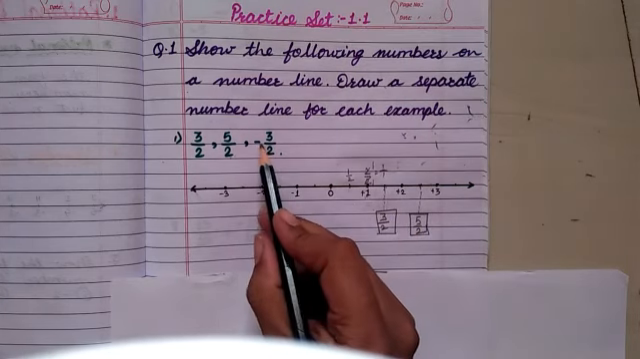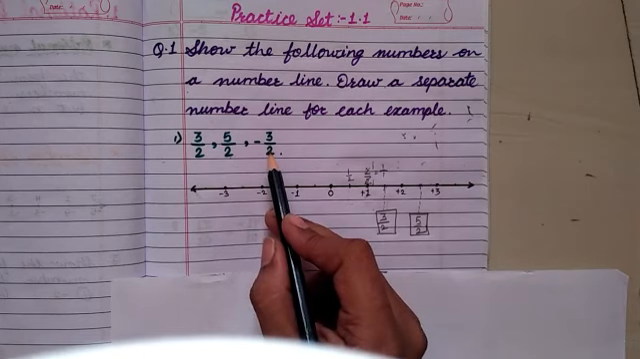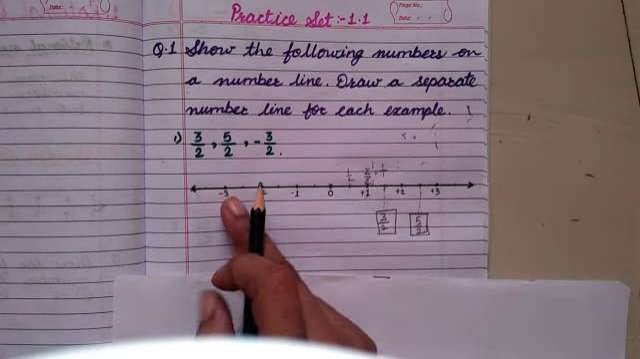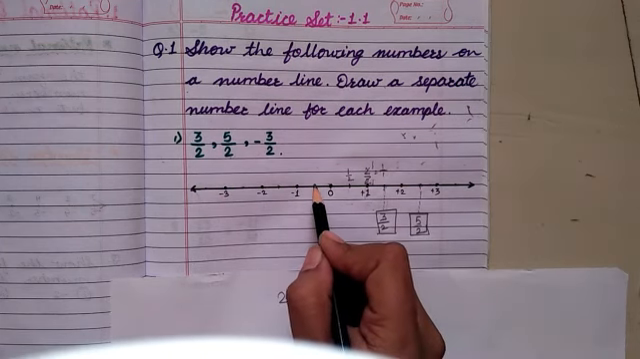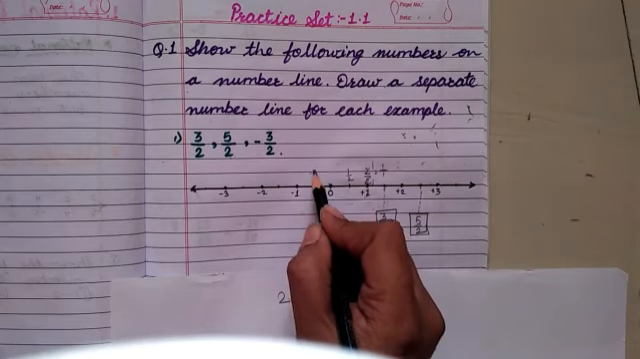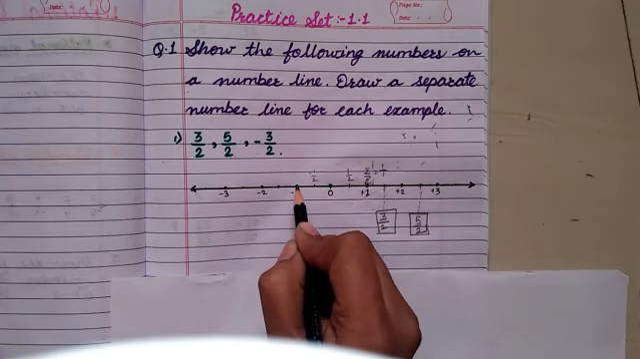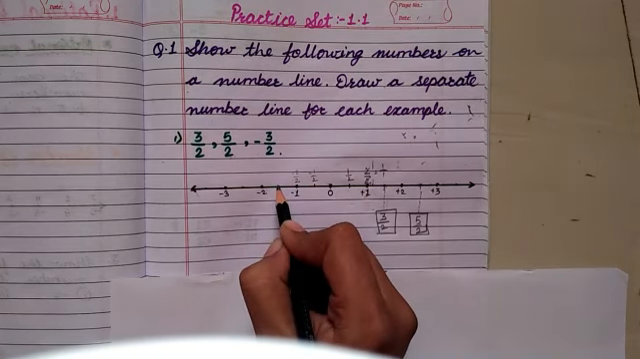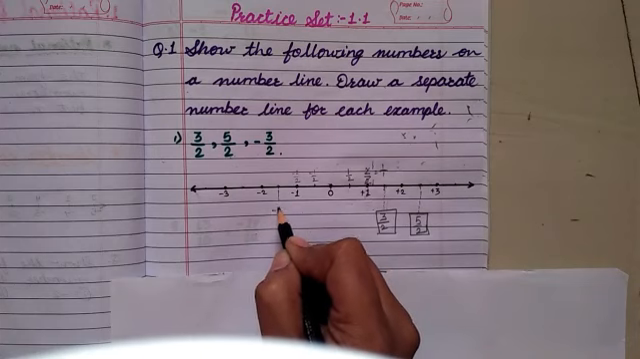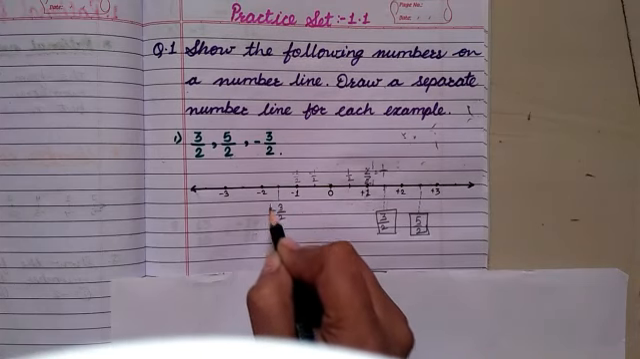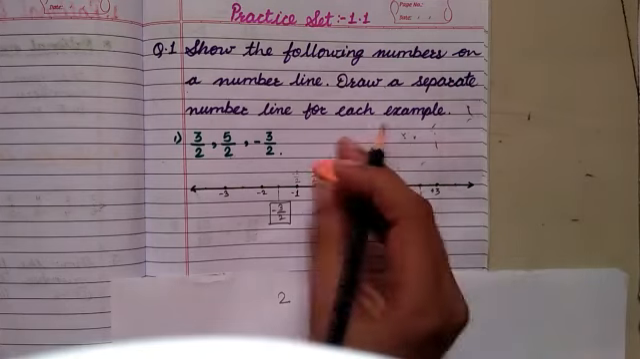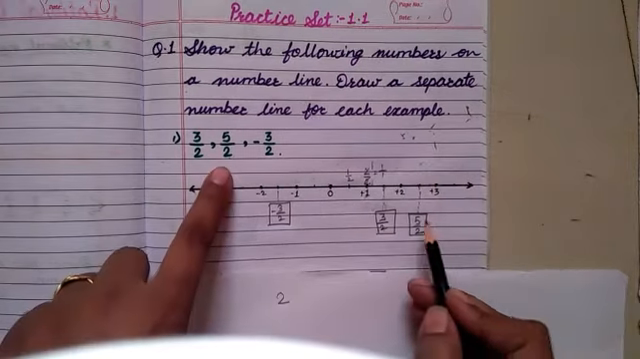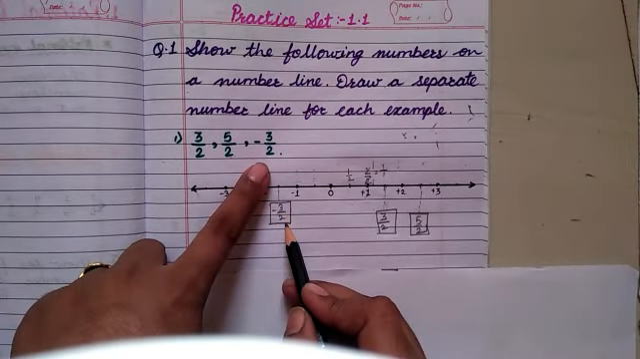Now we have to show negative 3 upon 2. Negative 3 upon 2 we have to show on the left side, that is, the negative side of the number line. So again the same process we have to follow. This first dot means negative 1 upon 2. This second dot means negative 2 upon 2. And this third point means negative 3 upon 2. This is our third point. In that way, we can place 3 upon 2, 5 upon 2 and negative 3 upon 2 on a number line.